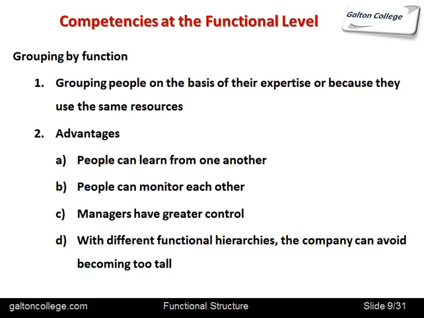With different functional hierarchies, the company can avoid becoming too tall. So this is a way of stopping the organization becoming very tall. It can still remain quite flat, but simply by grouping functions together at a level, it means that they don't have to climb on top of each other to create a tall organization. So all the functions could be seen at the same level as middle management. In other words, there's a senior management at the top, a middle management, which also looks after the functions and also controls the production level, which will be seen as the bottom tier of the pyramid. So what we've got is advantages of the functional level.